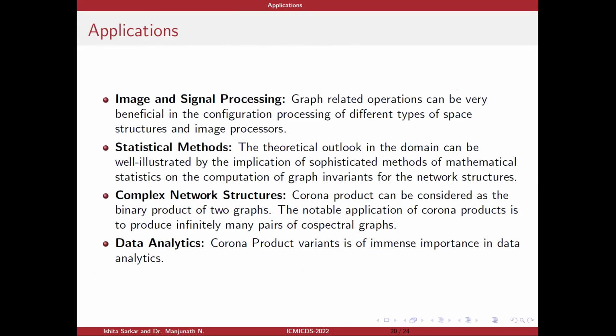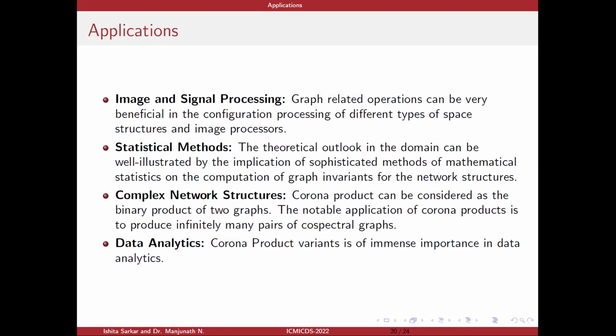As for certain applications of our study, we can use graph related operations in image and signal processing. Suppose the signal travels through some signal points or hubs. These points can be considered as the vertices, and the interlinks or interconnections between those signal points or hubs can be related by the edges. So we can actually show the entire process of the signal in a graph. Also, in image processing, the conversion of a 2D image into a 3D image is also very helpful with the help of graph theory.